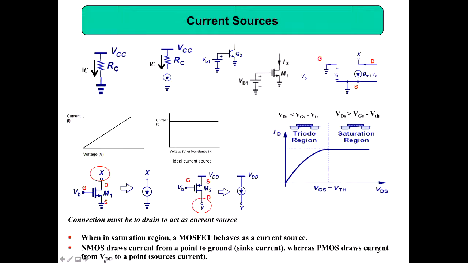So NMOS means it can draw current from a point and then sink it to the ground. PMOS means it can draw current from VDD and then source it to a point Y.